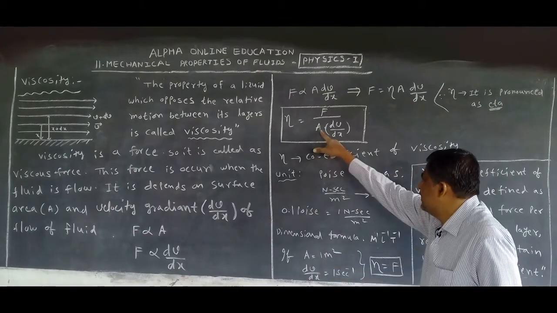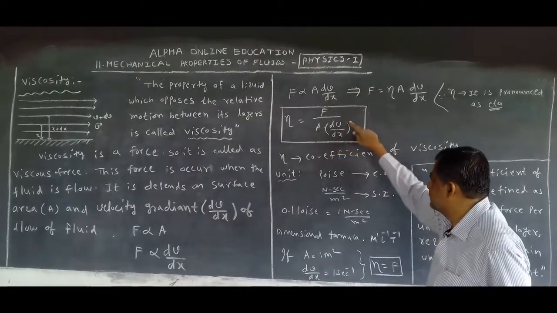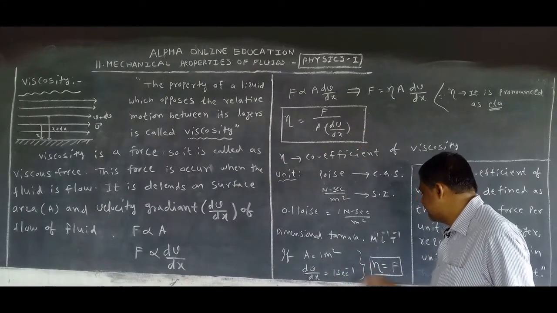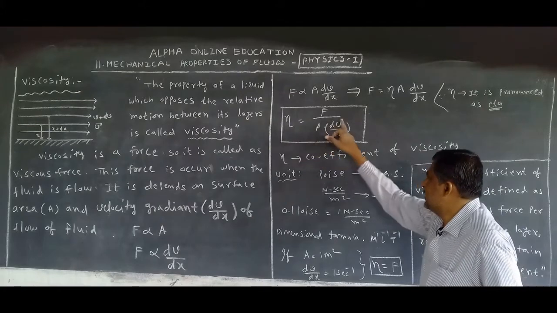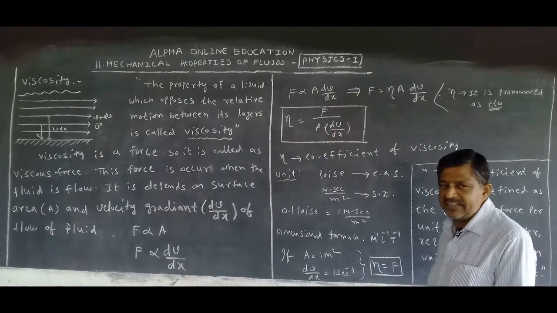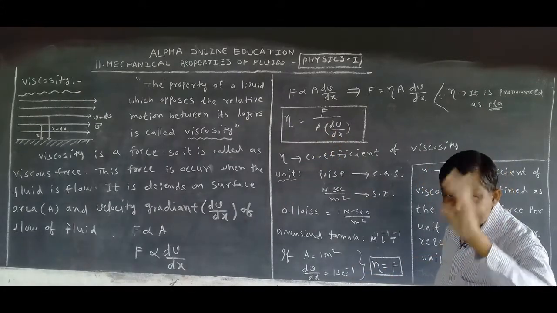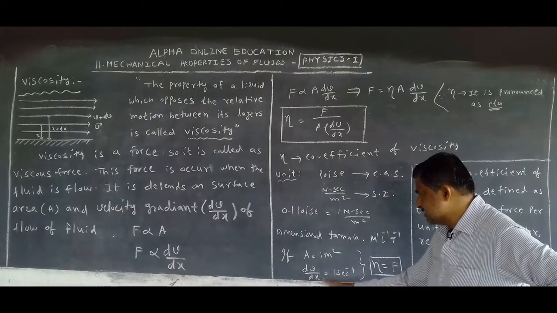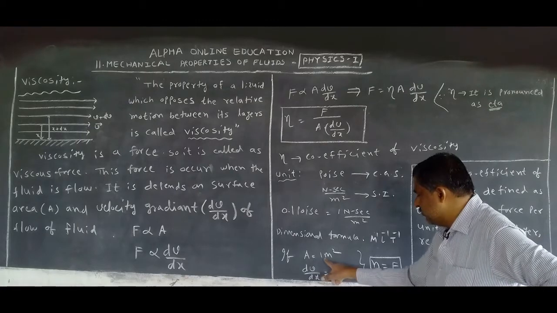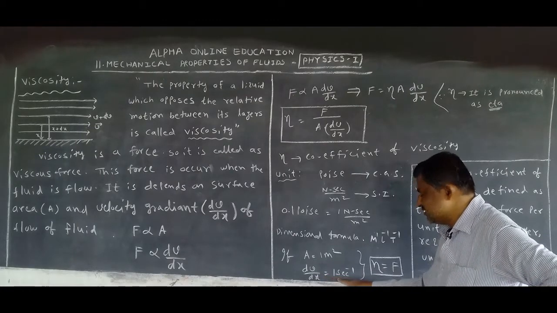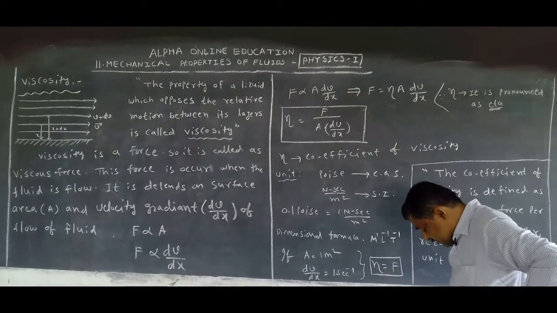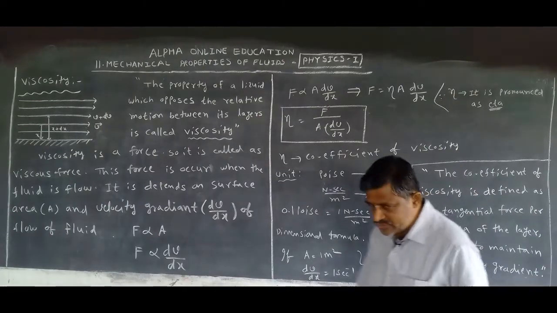If area is equal to 1 meter square and velocity gradient dV by dx is equal to 1 second inverse, then eta becomes equal to F. Now we can define the coefficient of viscosity. Area is equal to 1, and velocity gradient is 1, so eta is equal to F.